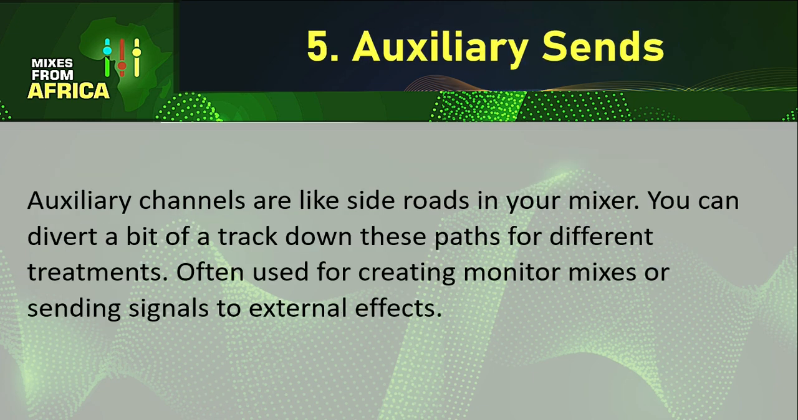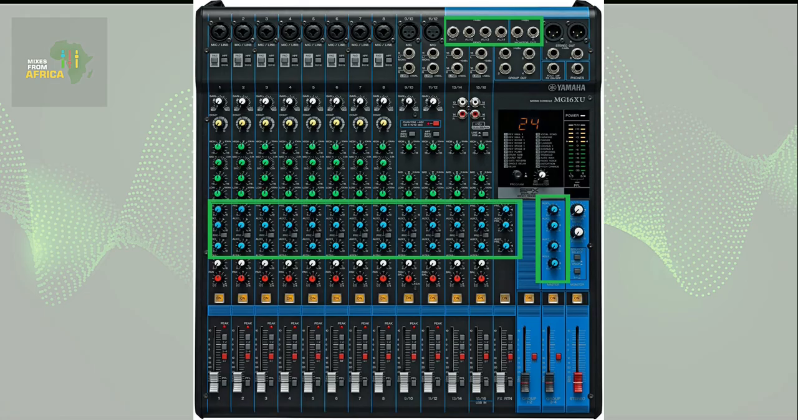We also have auxiliary sends. Auxiliary channels are like side roads in your mixer. You can divert a bit of a track down these paths for different treatments, often used for creating monitor mixes or sending signals to external effects. Those are Auxes. These are the ones that you use to send your signal to these outputs. This one sends the signal to an output that you will choose.